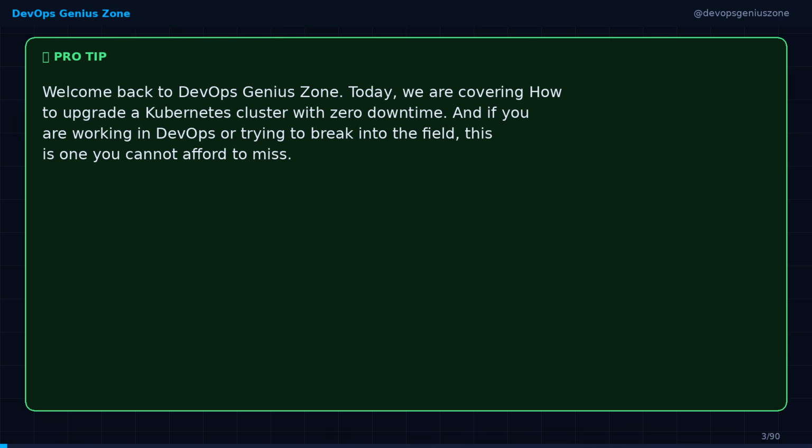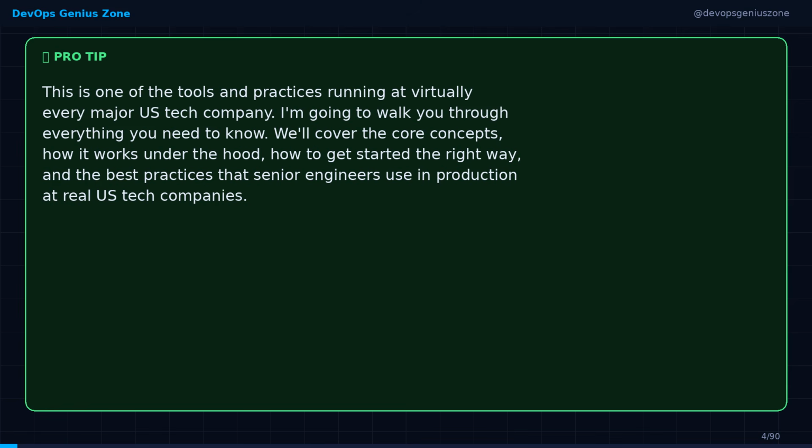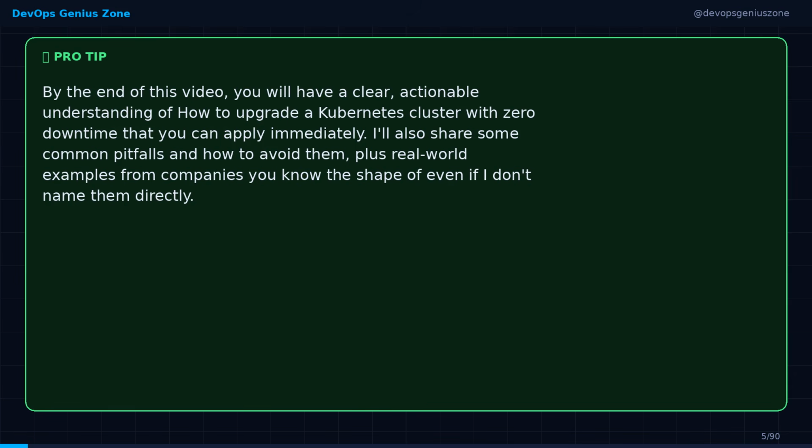We'll cover the core concepts, how it works under the hood, how to get started the right way, and the best practices that senior engineers use in production at real US tech companies. By the end of this video, you will have a clear, actionable understanding of how to upgrade a Kubernetes cluster with zero downtime that you can apply immediately. I'll also share some common pitfalls and how to avoid them, plus real-world examples from companies you know the shape of even if I don't name them directly.